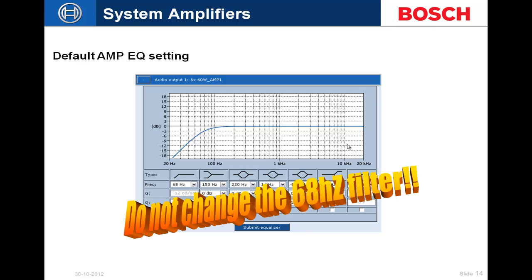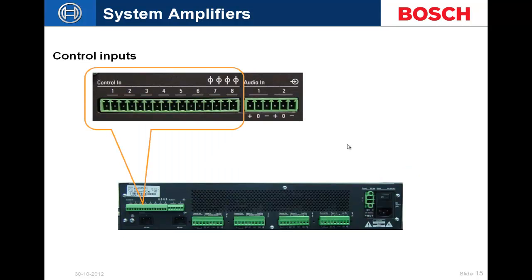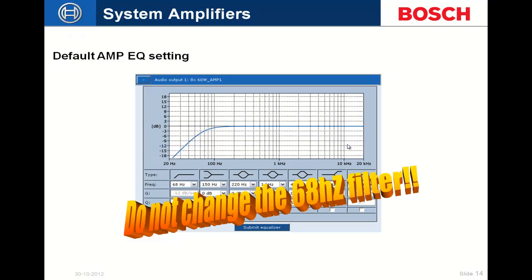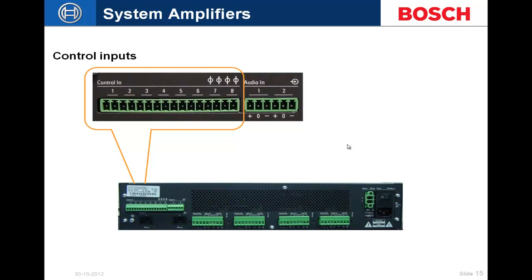A little bit of a screenshot of our audio processing. Do not remove the 68 hertz filter. This is essentially just for the end-of-line boards. We don't want to take off that 68 hertz filter. Not like 70 volt systems use 68 hertz a whole lot, but we actually filter out 68 hertz because of our end-of-line boards and the frequency at which it's running on.